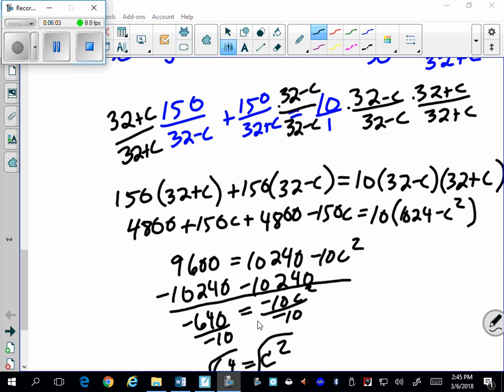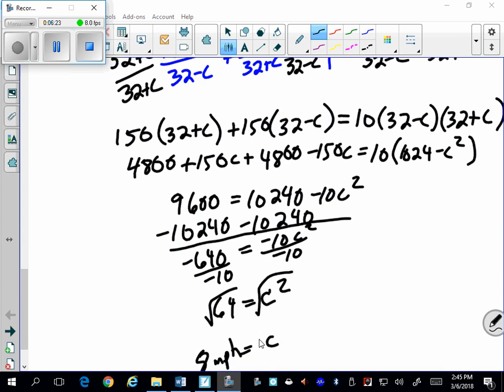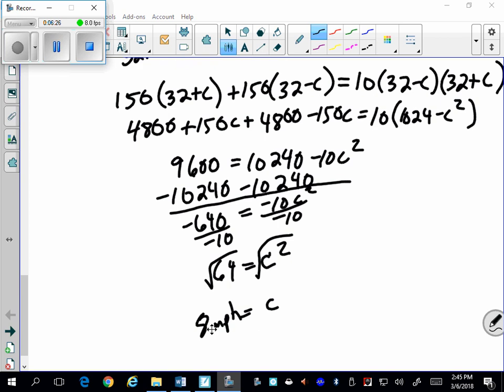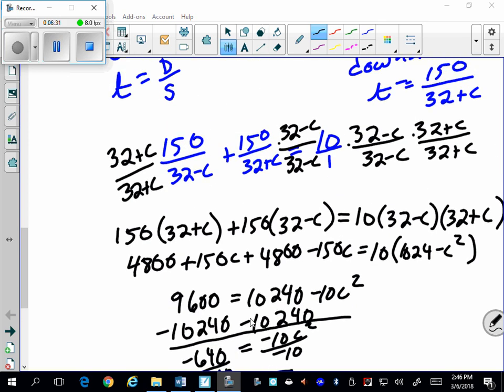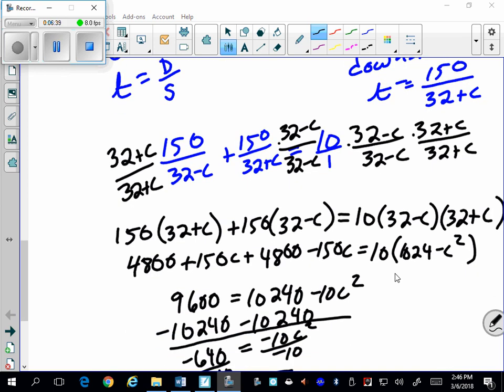The reason I'm doing this is that I do have a quadratic. You could use the quadratic formula, but since there's no b term, you can easily solve this. Divide by negative 10 and you get 64. C squared equals 64, square rooted, gives negative 8 and 8. But in this real world problem, going negative 8 miles an hour doesn't make sense, so 8 miles an hour. You can always go back to the original upstream and downstream equations, put in 8, and see if it makes sense for the time going upstream and downstream. So that is practice 2.